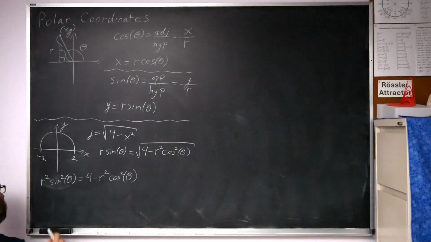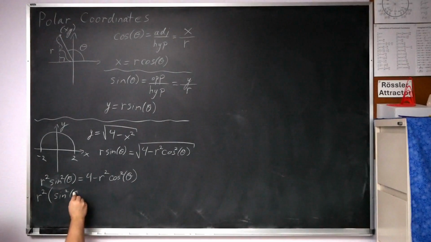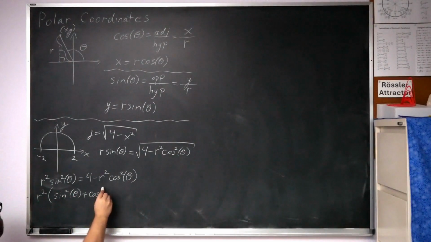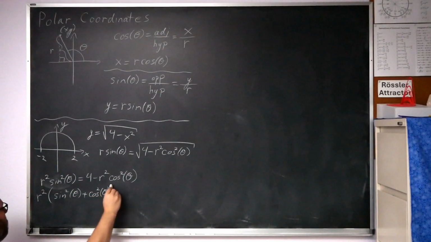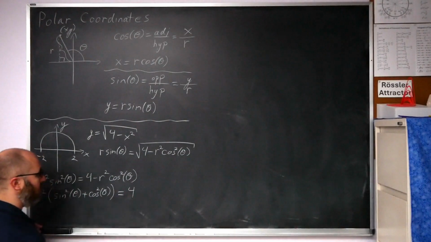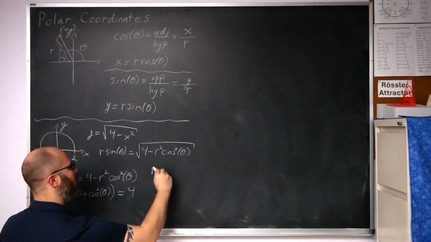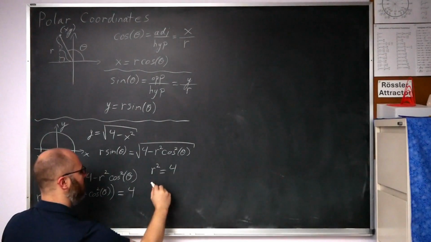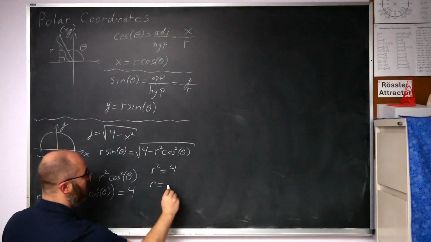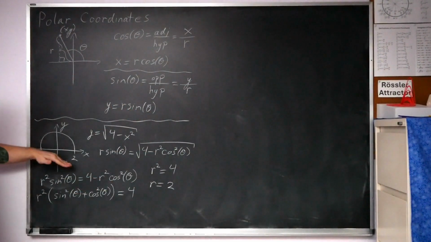All right, I'm going to move the r's to this side, and I'm also going to factor out the r, so we get r squared times, parenthesis, sine squared of theta plus cosine squared of theta, parenthesis, equals 4. But now the thing is, sine squared plus cosine squared, well, that's equal to 1. So we end up with r squared equals 4, and then take the square root, we get r is equal to 2. So that's what we've done so far, but we also need to be careful.